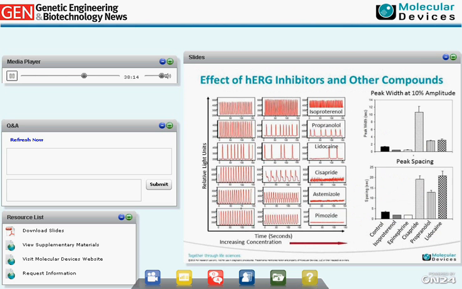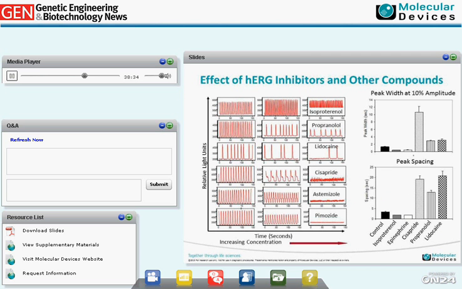And we can also, as I mentioned, measure other parameters. Here we're comparing peak width at the 10% amplitude to peak spacing. And so we can see the control wells have very regular spacing. In fact, we get about 10% to 15% CVs well to well for our control.